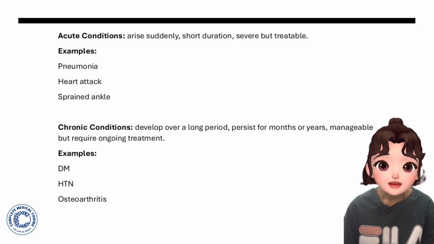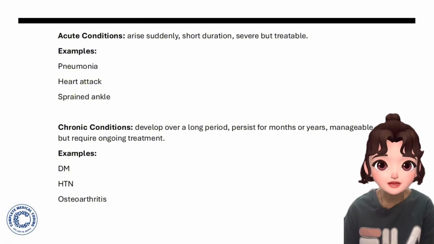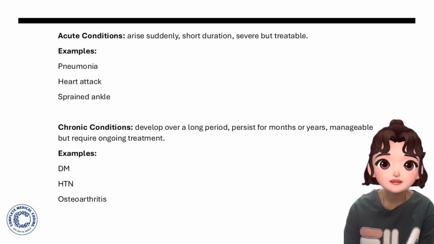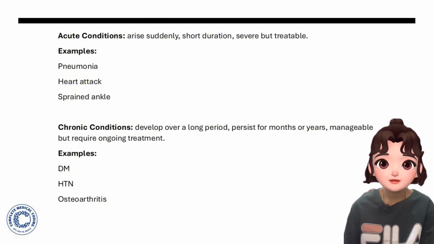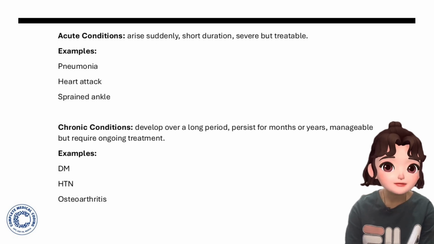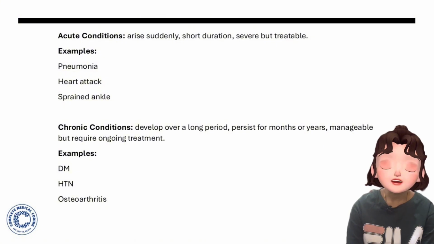What are acute conditions? Or what do you mean by acute conditions? Acute conditions arise suddenly, short duration, severe, but treatable. Okay, so acute conditions will arise immediately, suddenly, as you already know. Short duration, it will be severe, but it is treatable. These are some examples like pneumonia, heart attack, sprained ankle. All these are examples of acute conditions. These are just some common examples. Okay, fever, cough, cold, everything is acute.